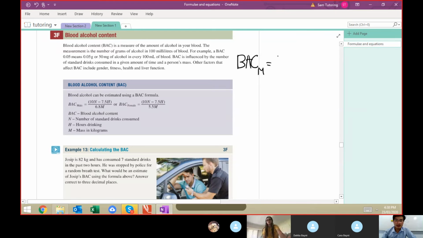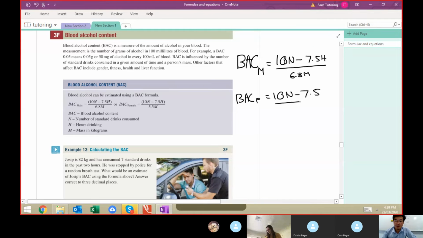So BAC for males is (10N minus 7.5H) all over 6.8 capital M, and the other one is BAC for females. It's the same idea. You have the same values on top, but the coefficient for the mass is a little bit different. It's 5.5. Are you required to know these? Well, I think they give you a formula sheet anyway, but if you do remember them, it's still good.